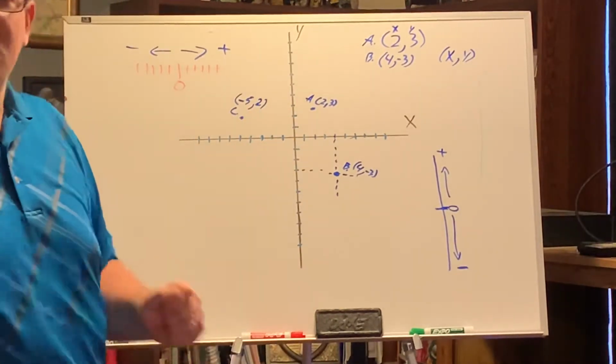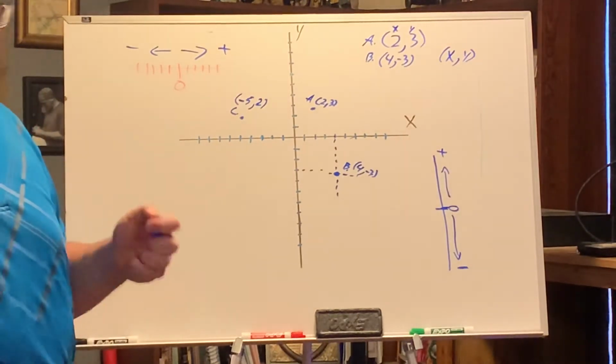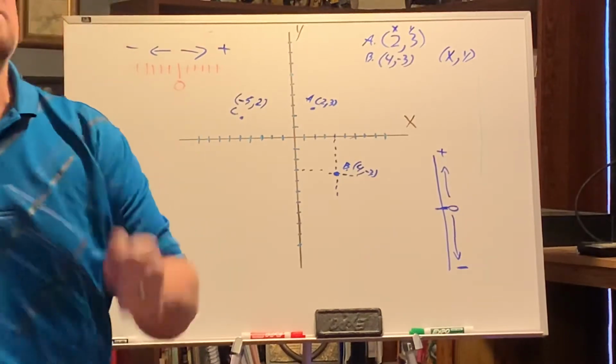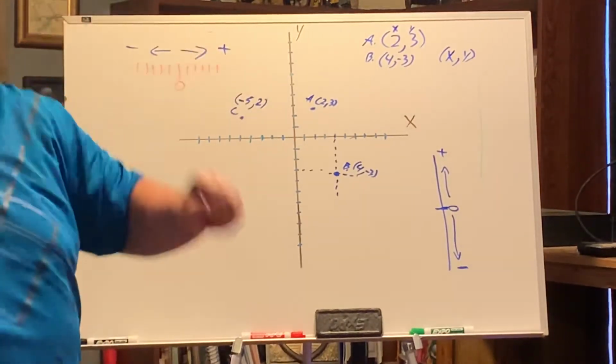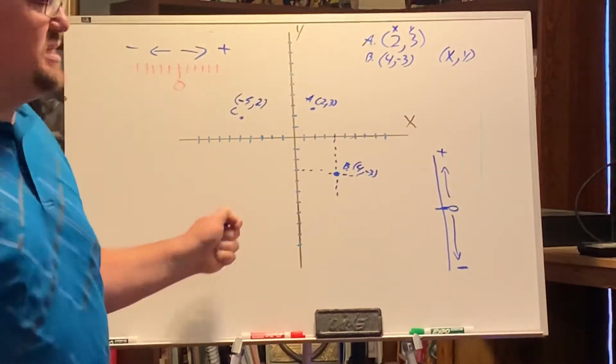Okay, negative 5, 2. Hopefully this is starting to make sense to some of you guys. I know it's challenging. Guys, this is not super easy stuff, but it's super fundamental stuff. If you can get this, you can do a lot of higher level math. So it's really important that you pay attention to these.